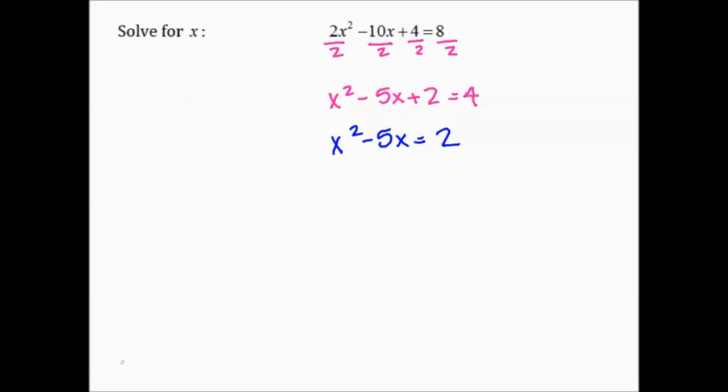Then I need to do b over 2 squared. b is negative 5, so I have negative 5 over 2 squared. Negative 5 over 2 is a decimal, but when we're doing completing the square, it's much easier to deal with fractions, so I'm going to leave it as 5 over 2, and then I just need to square it, and that gives me 25 over 4. So I'm going to add 25/4 to both sides of the equation.